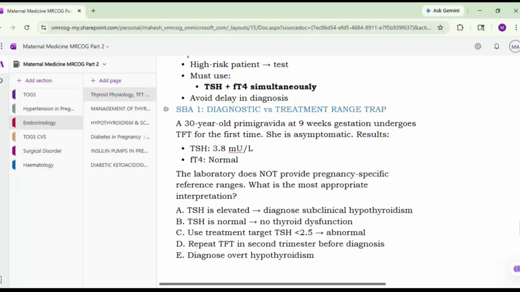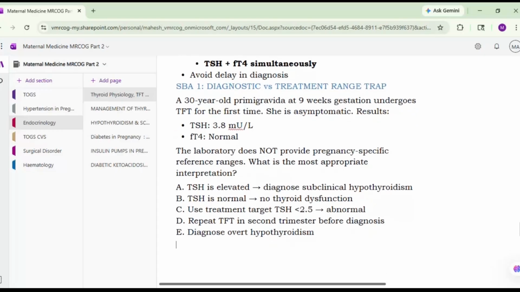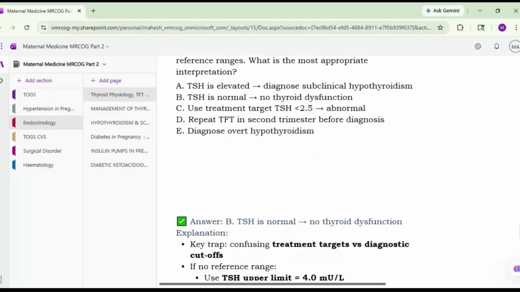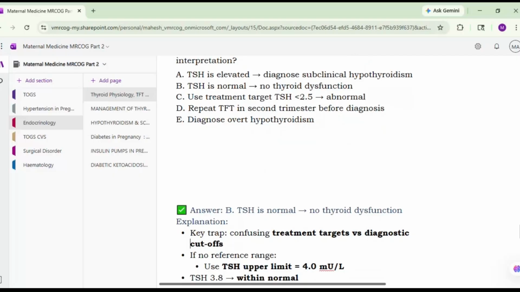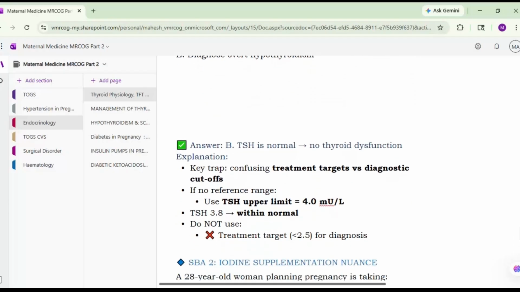E. Diagnose overt hypothyroidism. It is B, so TSH is normal and there's no thyroid dysfunction, because the lab has not provided a range, and the upper limit is 4. Otherwise, she's asymptomatic. So TSH is normal, no thyroid dysfunction. This is confusing treatment targets with diagnostic cutoffs. If no reference range is given, a TSH upper limit of 4 is to be taken. TSH 3.8 is within normal limit. Do not use the treatment target of less than 2.5 for the diagnosis.